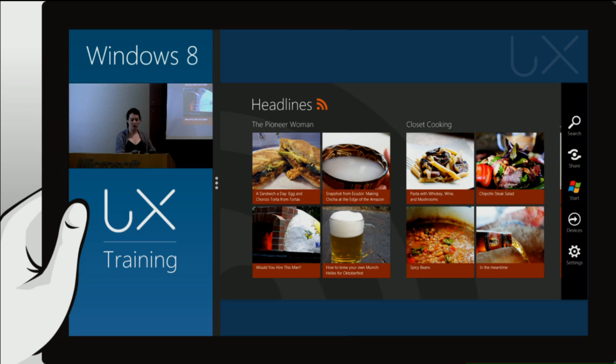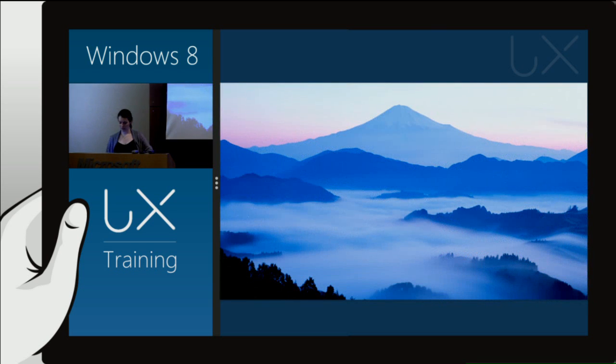If you'll recall, in the desktop RSS newsreader, we did have a search and settings command. Here we've actually integrated them into the charms, and we're leveraging these contracts. And so what I've effectively done is removed all of those commands from the newsreader application.